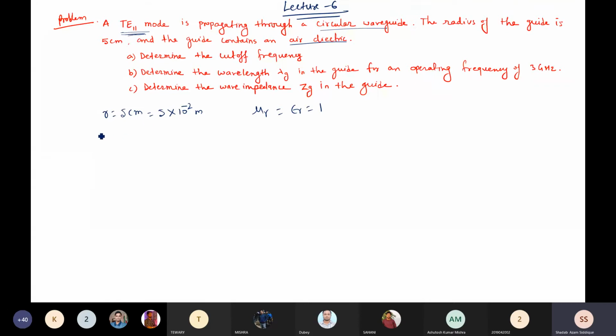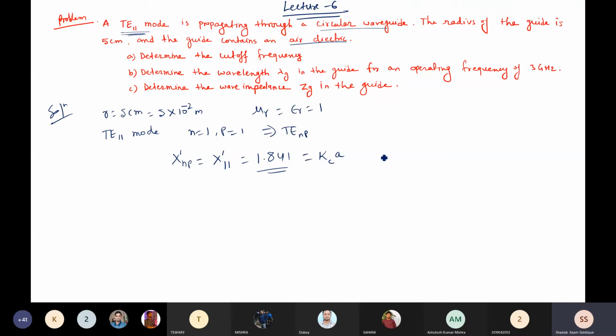See, we have a TE11 mode now. So that means n is equal to 1 and p is equal to 1, because this is the format of the TE np mode. So we can have this x dash np, which is called x dash 11. We know x dash 11 for the dominant mode is 1.841. We should remember at least this value. So x dash 11 comes out to be 1.841, and that is also called Kca.